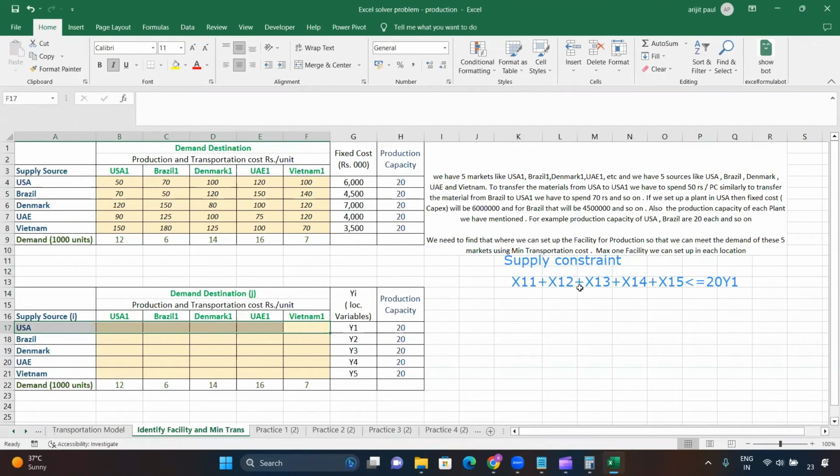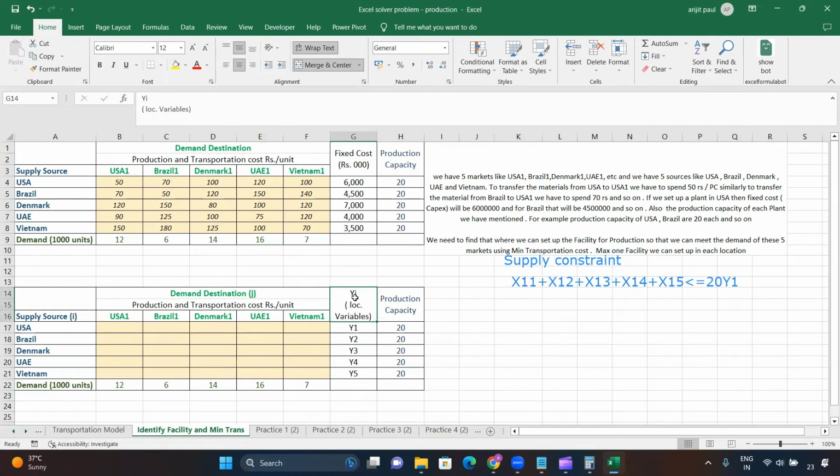So x11 plus x12 plus x13 plus x14 plus x15 should be less than or equal to 20y1. So 20 is what? That is the production capacity if we set up the plant in USA. And why y1? Y1 means, if we set up that facility in USA, this statement is correct. Otherwise, if we do not set up the facility in USA, then we are not going to supply anything from the USA plant.